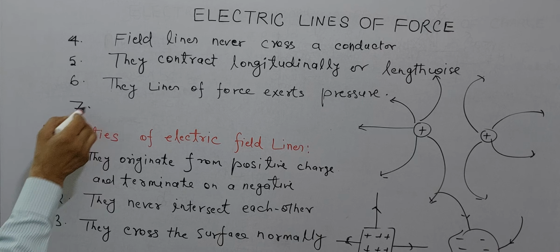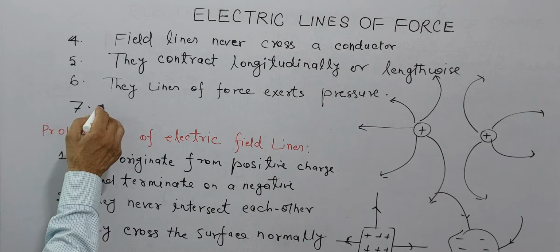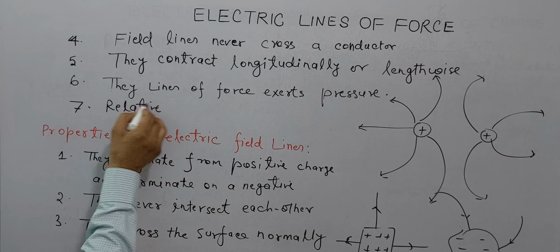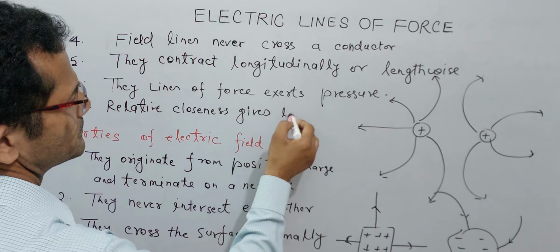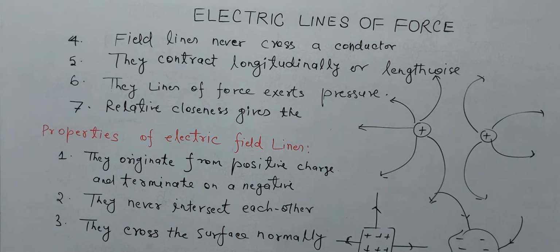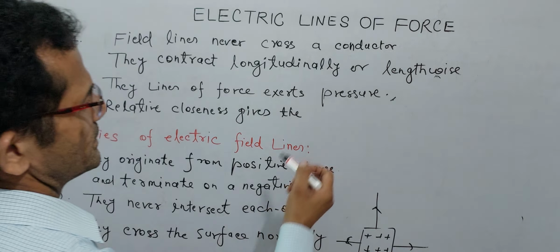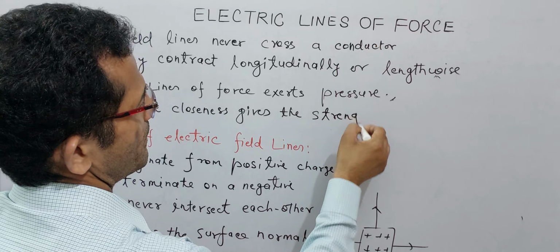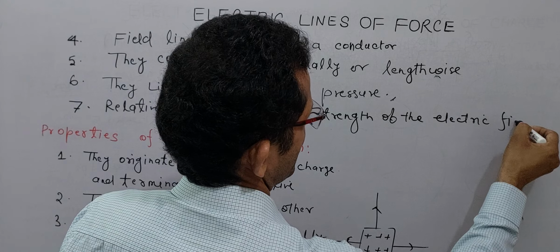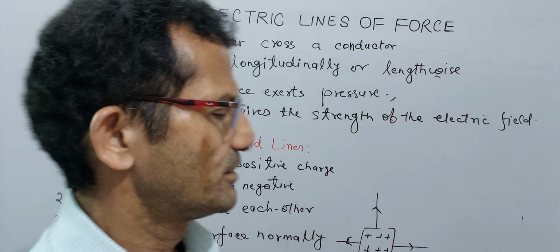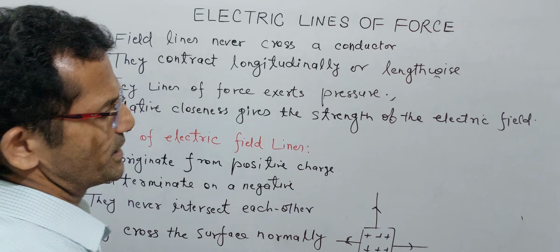Now the seventh property of this one: relative closeness. Relative closeness gives us the strength or magnitude of the field lines. Relative closeness gives the strength of the electric fields. It means that where the field lines are a lot, the strength will be more, and where the field lines are fewer, the strength will be weaker. Let us draw some field lines.